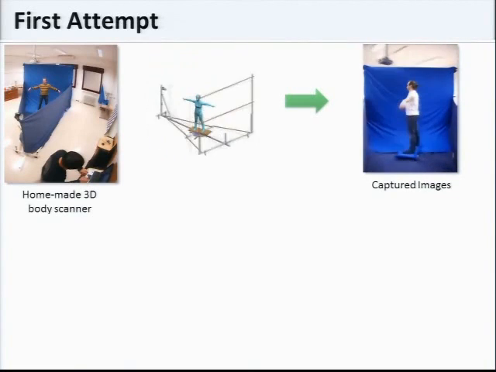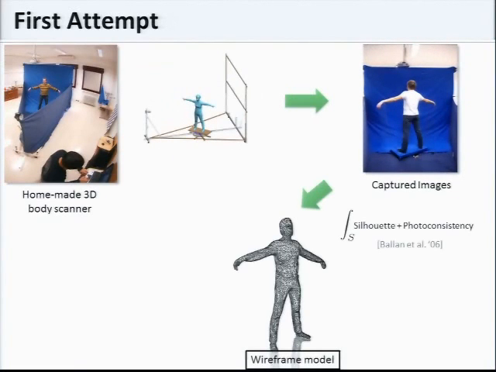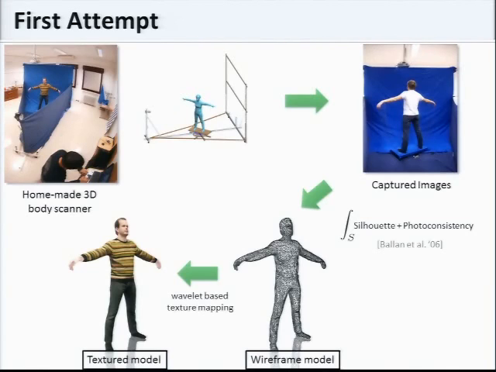And obviously then we apply well-known techniques like variational approaches based on silhouette and photoconsistency to get the shape of the person. And then we texture it using some wavelet-based blending technique. But this was only for static objects, right?